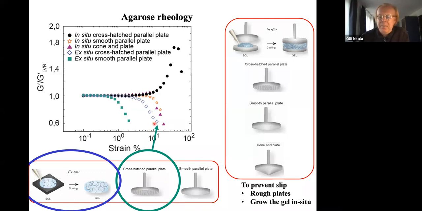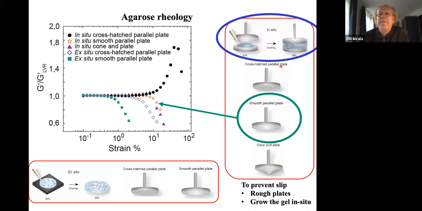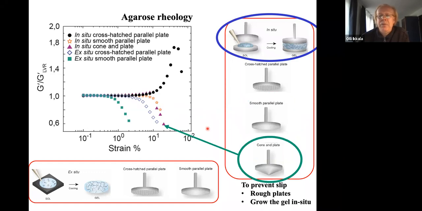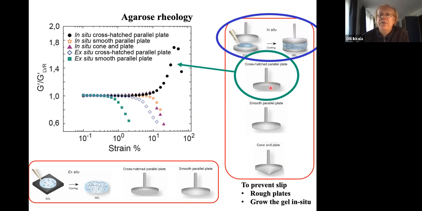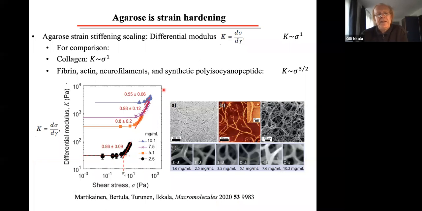Then we made a little bit different situation. We took the material and we made the gelation in the rheometer, not as a separate cake, but the gel was made in the rheometer. And then we had the smooth plate and again thinning. Then we took cone and plate, thinning. But then we took a cross-hatched parallel plate, and then we saw a massive strain hardening. So this is the outcome.